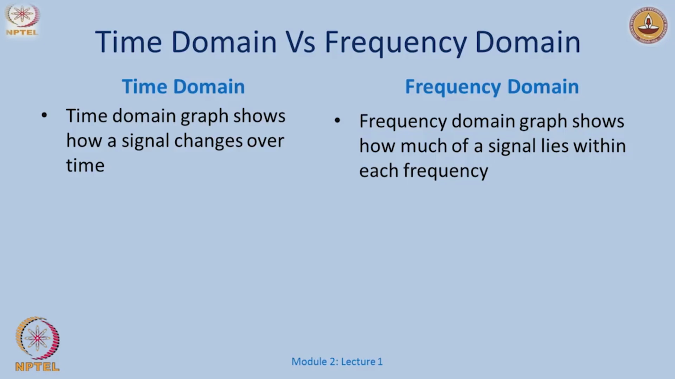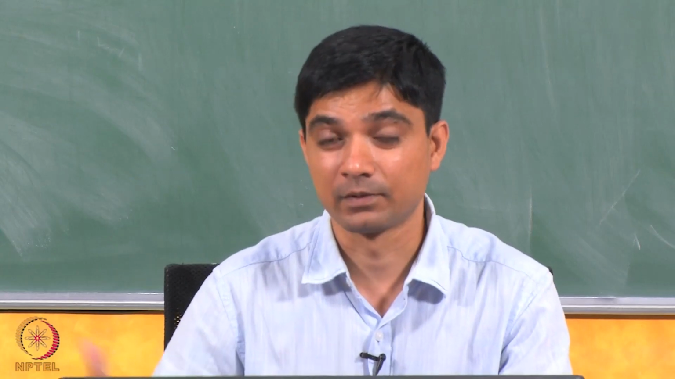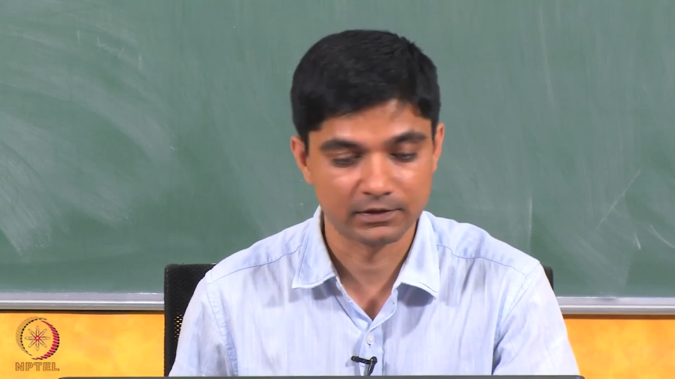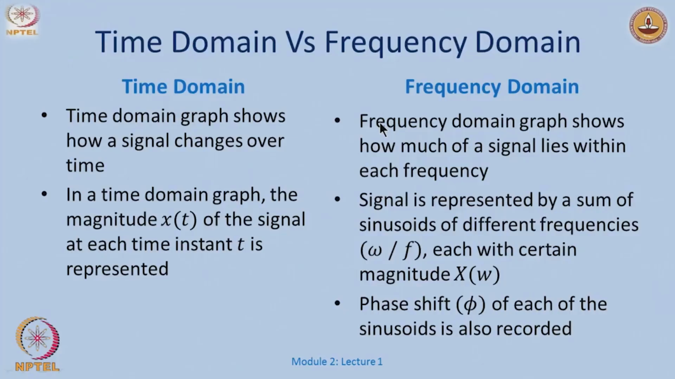Starting with the basic classification of signals, what we learn in a basic systems course is to differentiate between time domain and frequency domain. So, what does the time domain do? The time domain shows how a signal changes over time. Similarly, the frequency domain graph shows how much of the signal you have within each frequency, for example, when you use filters like low pass, high pass, band pass and all pass filters. In the time domain, the magnitude of the graph at each instant is represented.